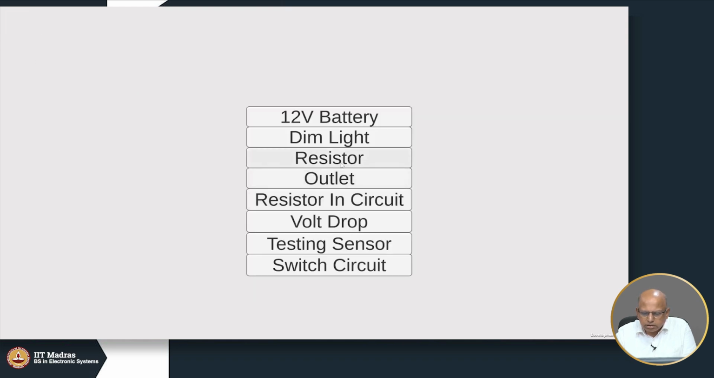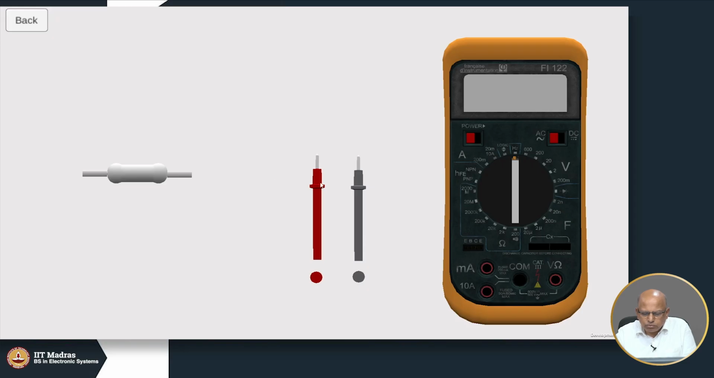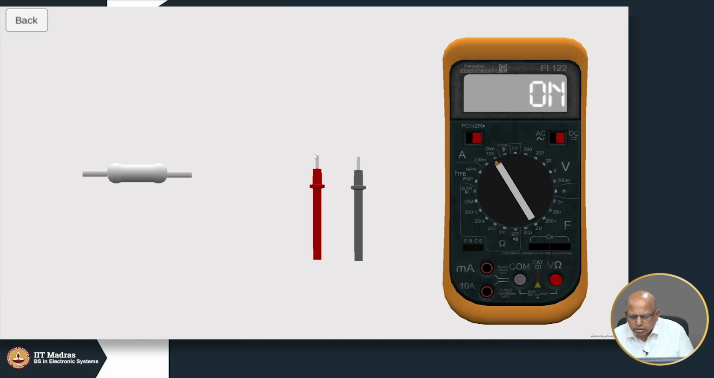Then you can measure the resistor. Once again put this here, put this here. Choose DC maybe, and this time you are measuring the resistance. Maybe we show here.